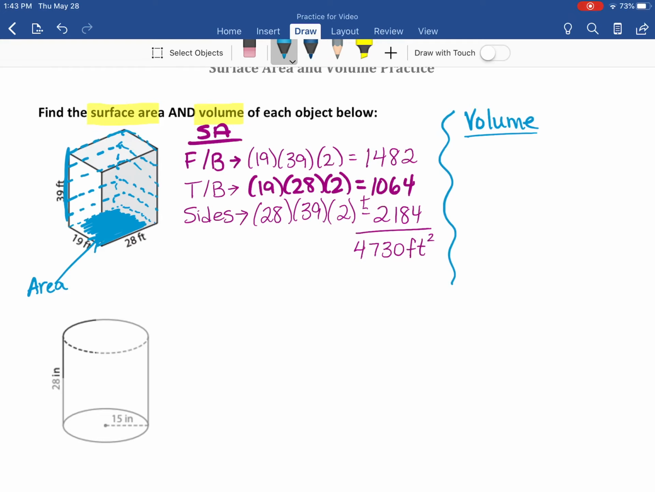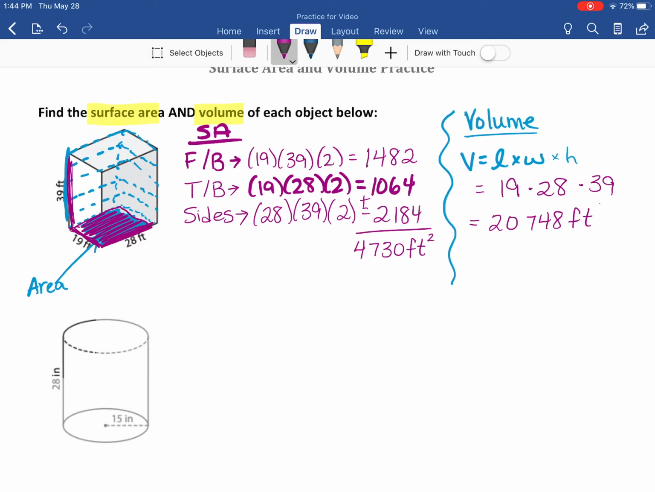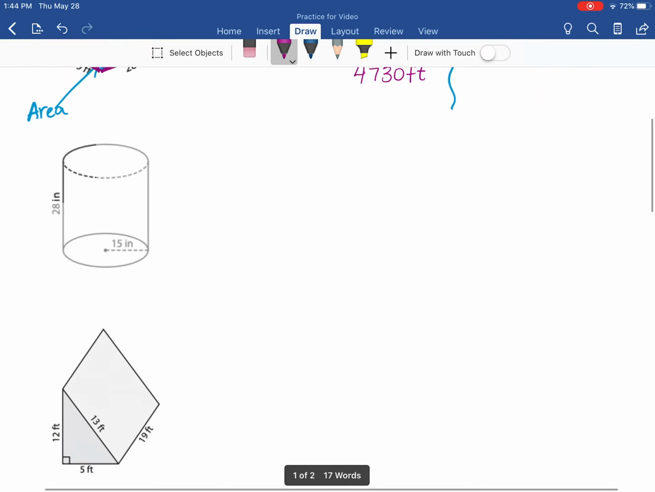When it comes to a rectangular prism, volume is always length times width times height. Now, if you think about that, length times width is going to give me the area of that bottom shape, and then I'm going to multiply it by the height. So I'm going to have 19 times 28 times 39, and we're going to get a final answer of 20,748. Now we're talking volume, so feet cubed. Volume is always cubed.